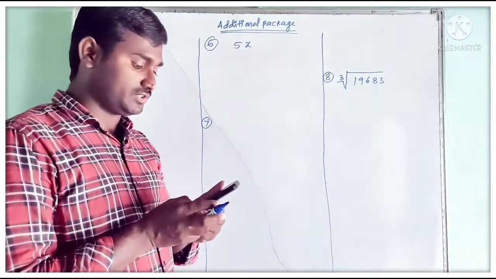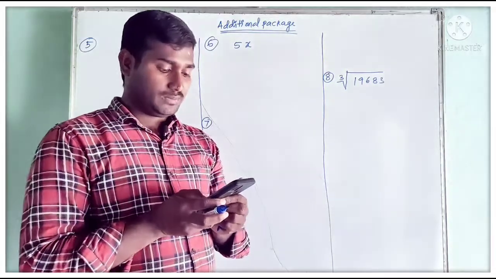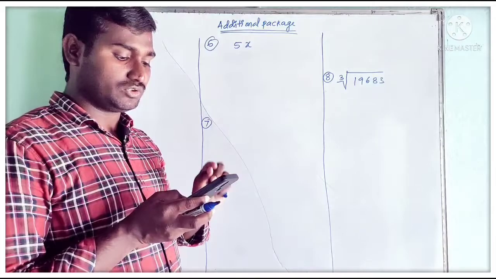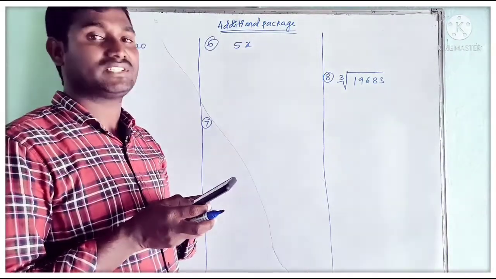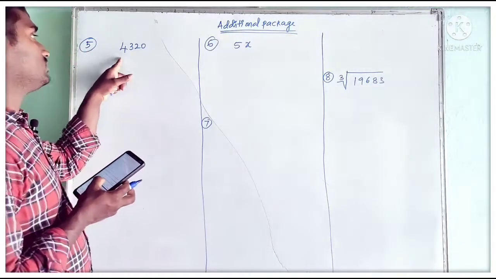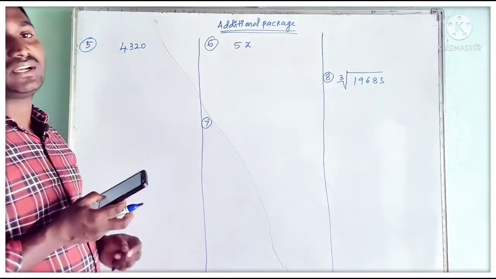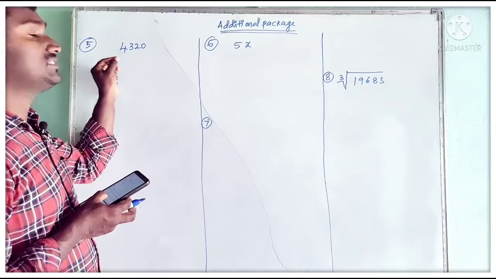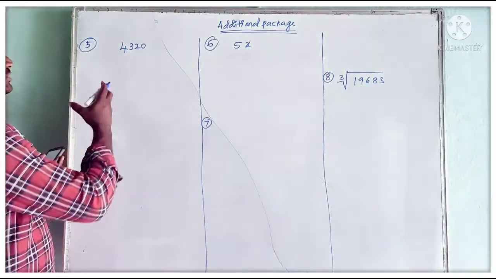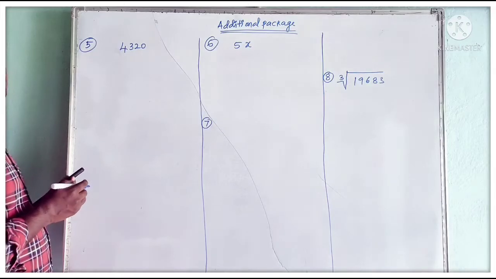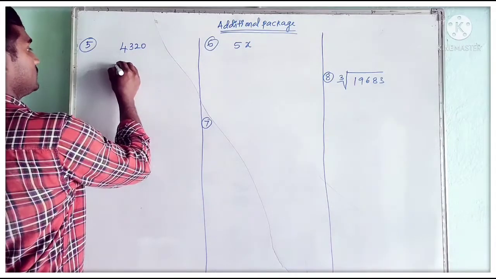Now I am going to discuss with you question number 5. By what least number must 4320 be multiplied to obtain a number which is a perfect cube? So this 4320 is not a perfect cube. If you multiply with some number, it becomes a perfect cube. So then which method do we need to use here? Prime factorization method. So do the prime factorization for that.